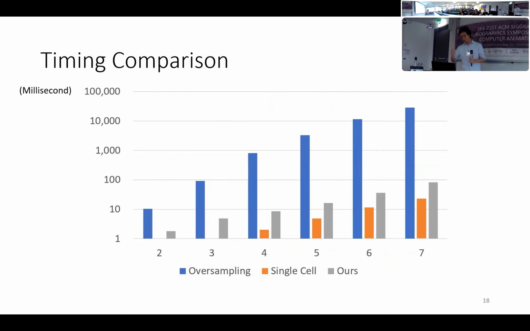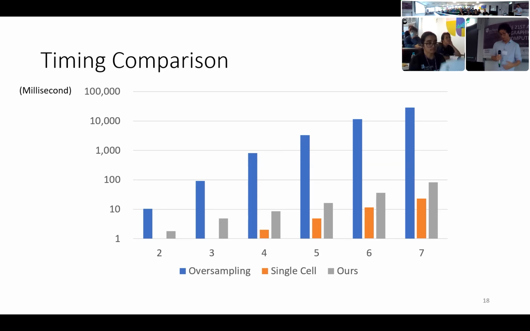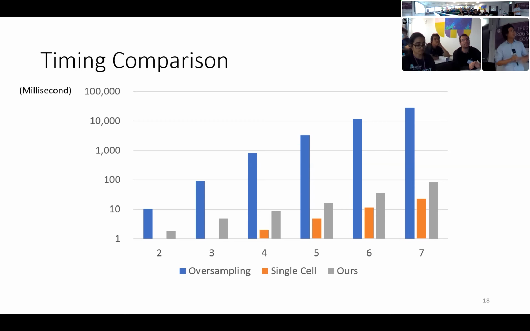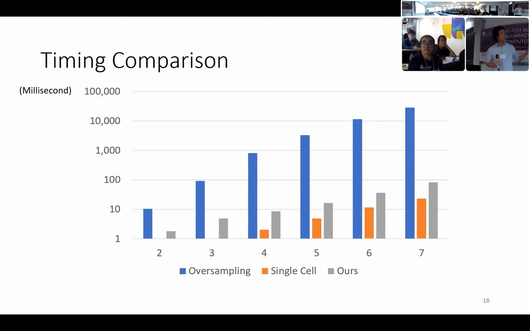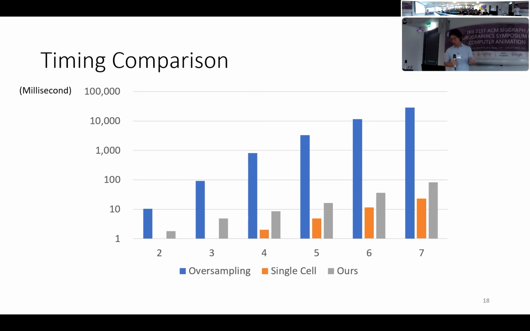Here's a timing comparison of our method and the single cell sampling and oversampling method. The y-axis is the time in logarithmic scale, and the x-axis is the number of fine elements per coarse element for one dimension. And you can see that the oversampling is much slower than ours, and our method is just a multiple of the single sampling method.